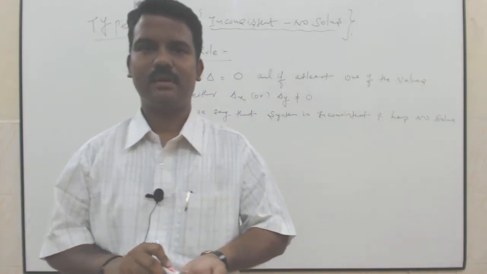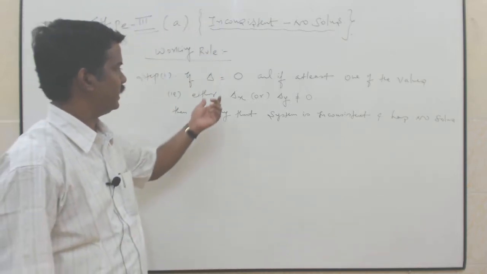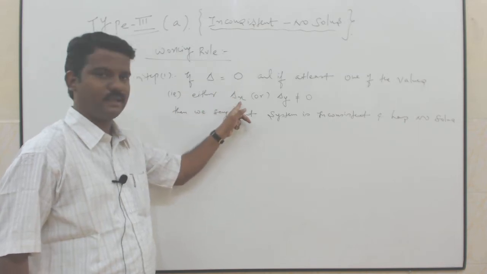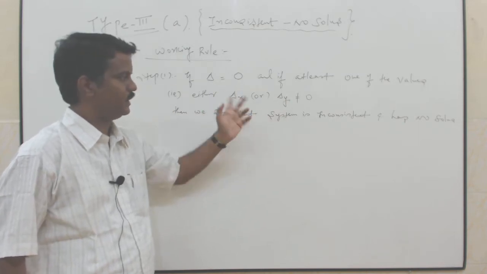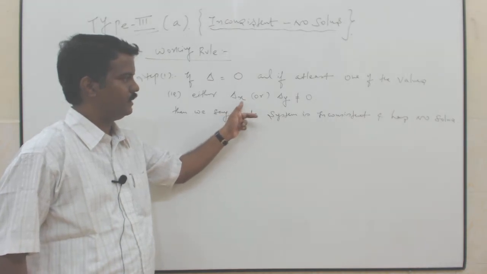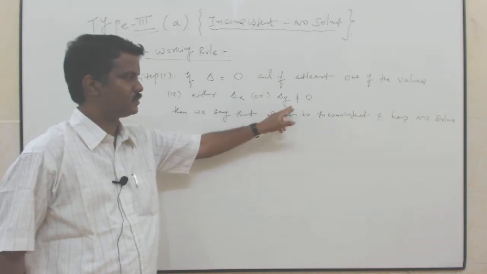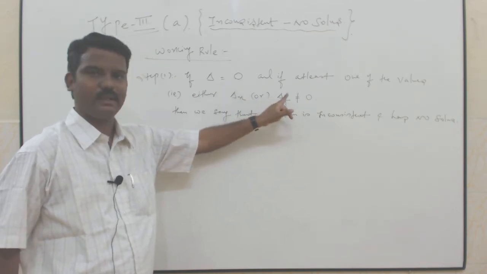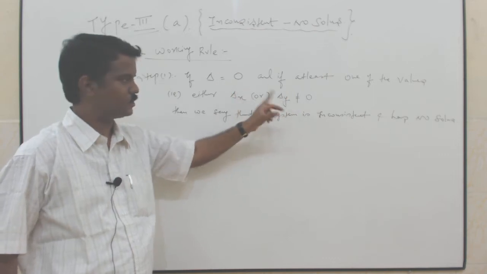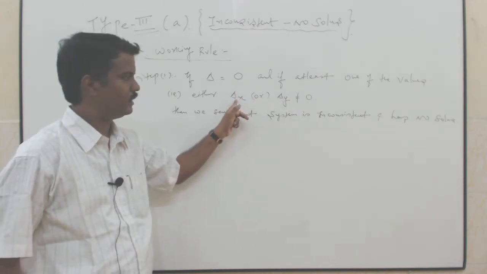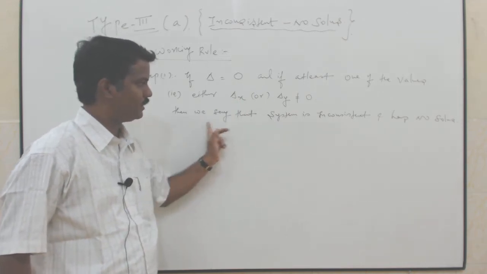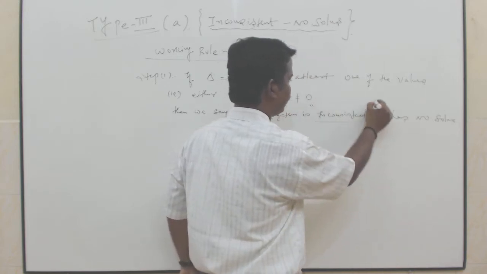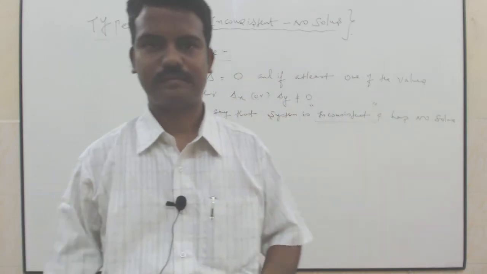So this is the procedure for type 3. First, you will get delta as 0. Next, you have to find del x, that is enough, or you can find del y also, any one you can find. You check that del x is not equal to 0, or del y is a non-zero number. At least one of them, most probably we find del x, will come as non-zero. Then we conclude that the system is inconsistent and has no solution, right?